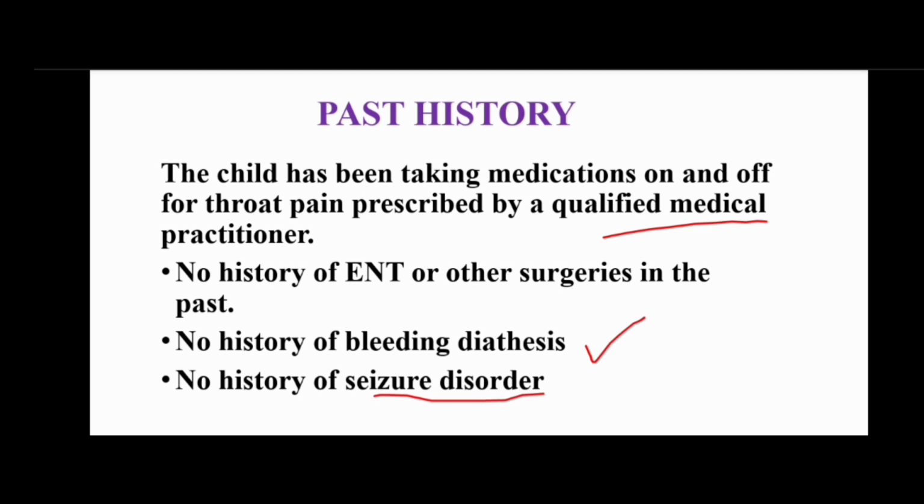And coming to past history. Past history is important. We have to exclude any other ENT-related surgery, any bleeding disease and seizures. Coming to the past history, the patient has been taking medication on and off for throat pain, prescribed by a qualified medical practitioner, and no history of ENT or other surgeries in the past, no history of bleeding diathesis, and no history of seizure disorder. We have to include or exclude all these things.